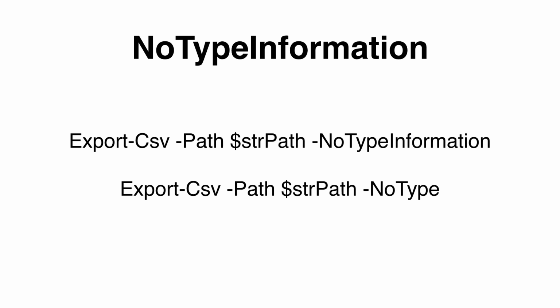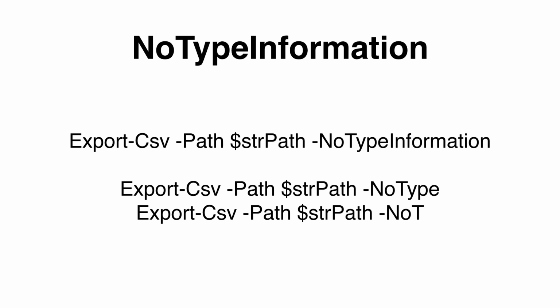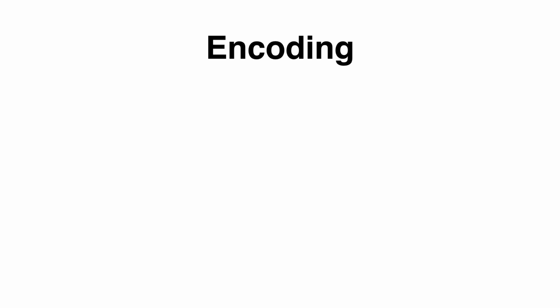Whenever you use the Export-Csv commandlet, it will export the type information of the object that is being exported. If you don't want this information on the first line, you can use the NoTypeInformation switch to disable it. Microsoft has made PowerShell very typing friendly, and instead of just typing NoTypeInformation, we can simply specify NoType and the commandlet will still work. Or we can even get away with just typing NoT.